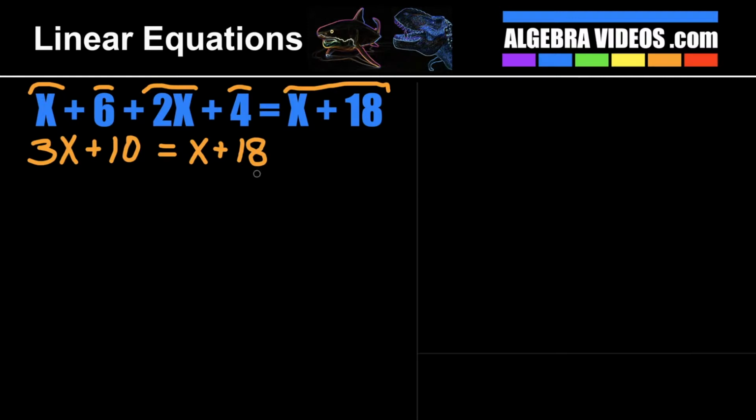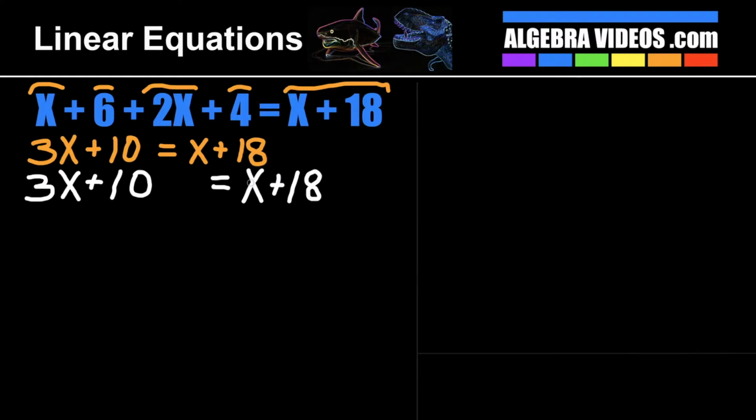Now we continue on our quest to get x by itself. So we've got 3x on one side. We've got a 1x essentially on the other side. X is the same as 1x. So the first thing I'm going to do is just rewrite this equation. 3x plus 10. I'll leave a little space here and say equals. Same thing, I'm just rewriting the equation. X plus 18.